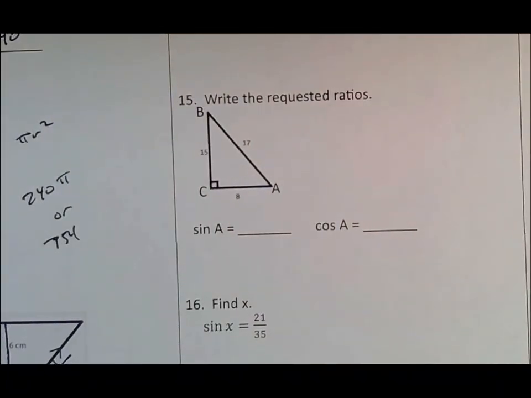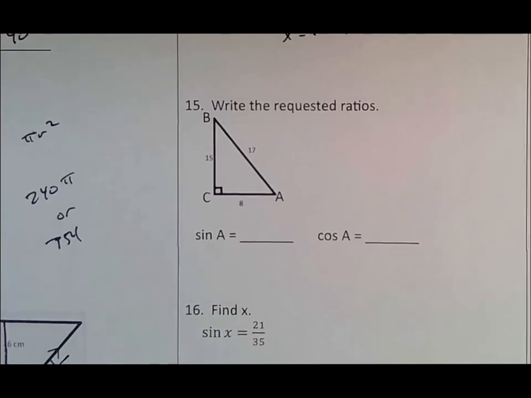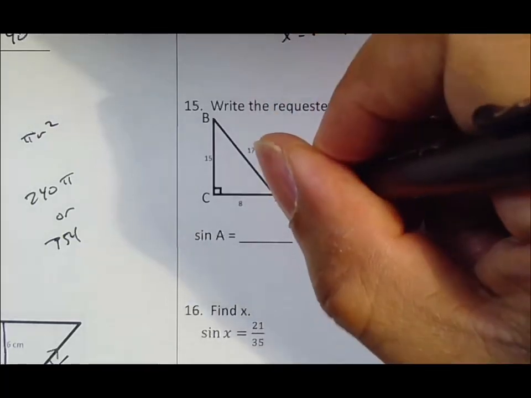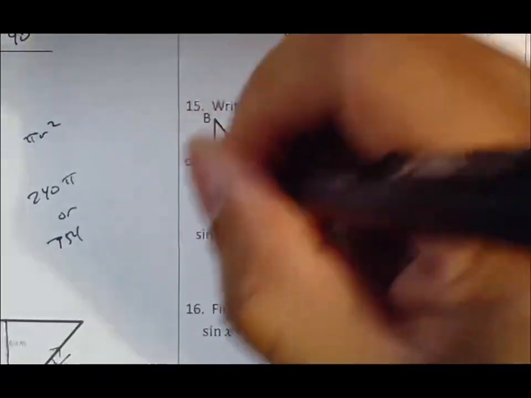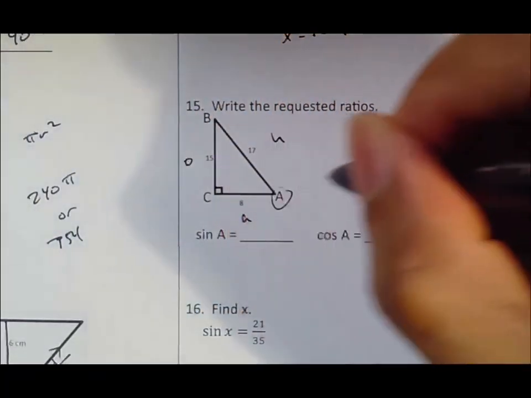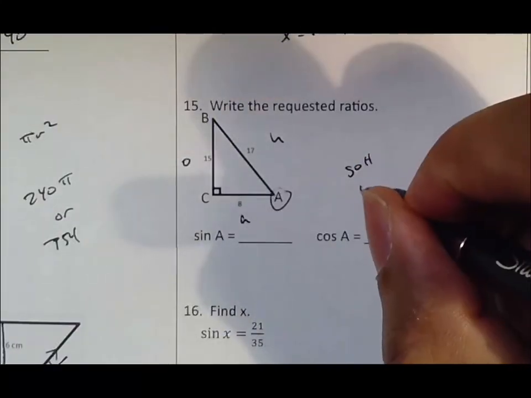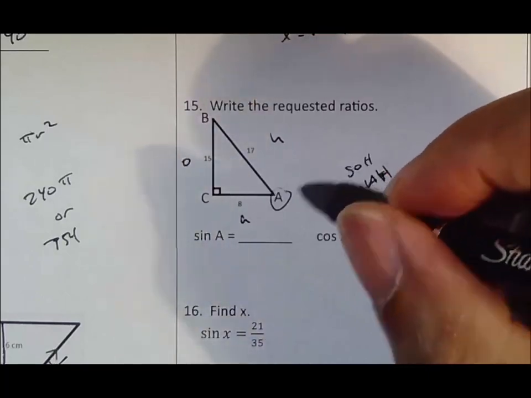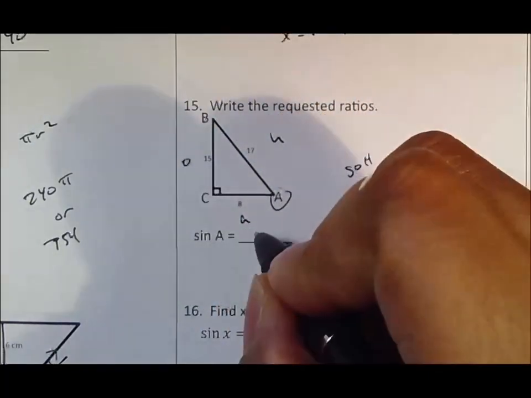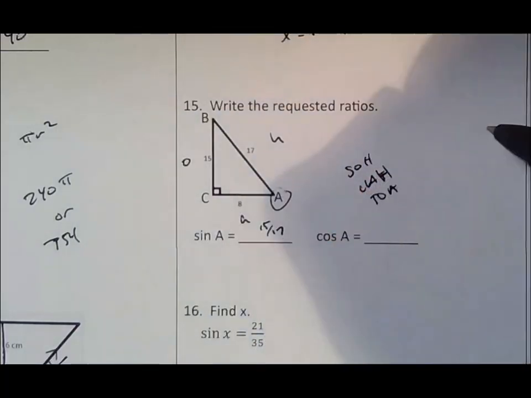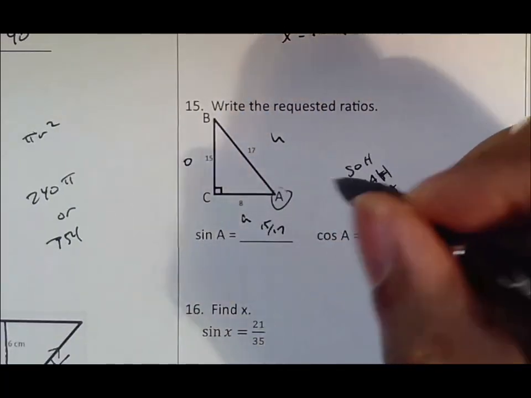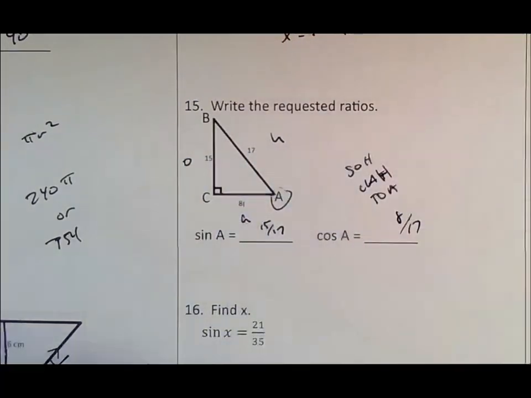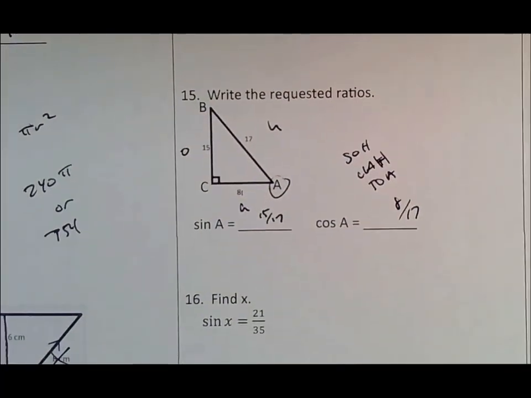On number 15, you're talking about finding the requested ratios. Sine of A. Again, if A is your home, and it is on both of them, that's my opposite, that's my hypotenuse, this is my adjacent. And remember, we're talking about SOH, CAH, and TOA. So therefore, sine would be opposite over hypotenuse, which is 15 over 17. Cosine would be adjacent over hypotenuse, which would be 8 over 17. So just kind of keep that in mind.